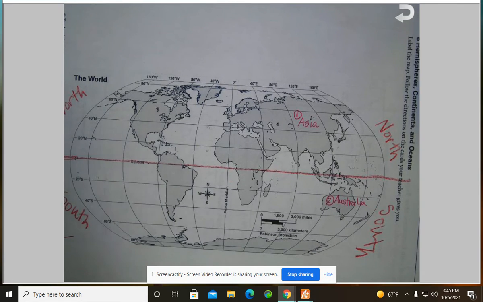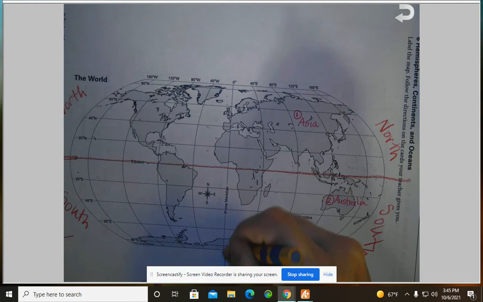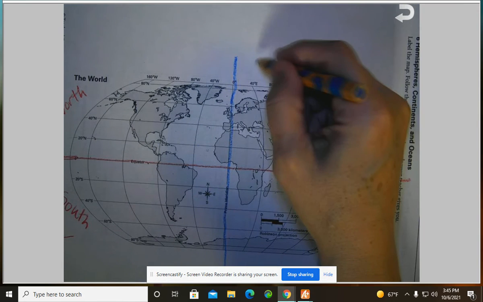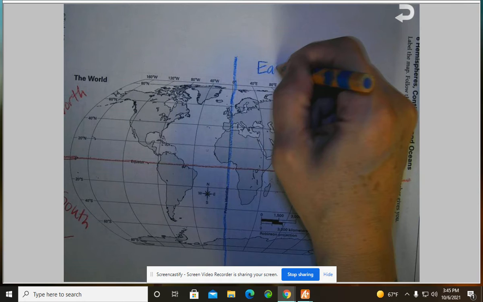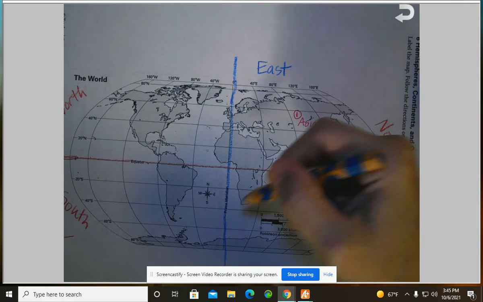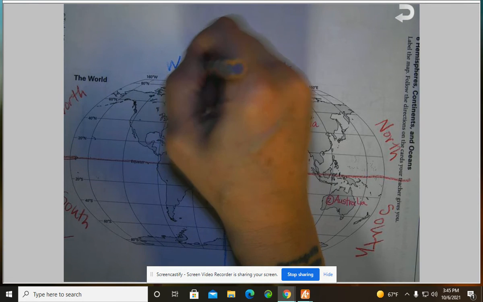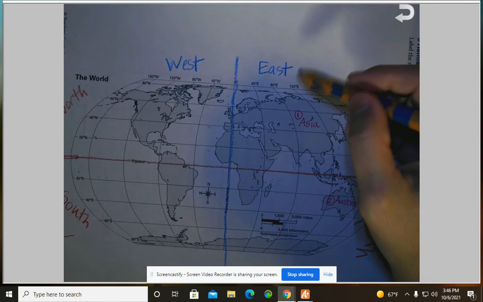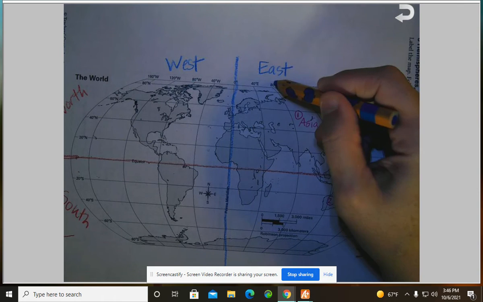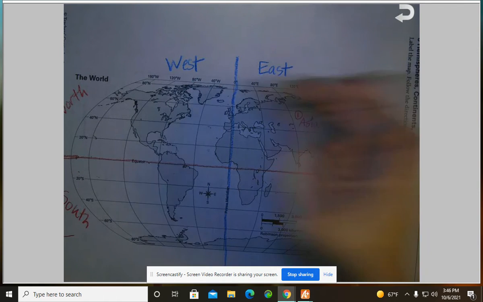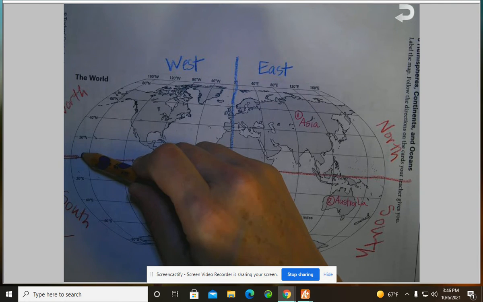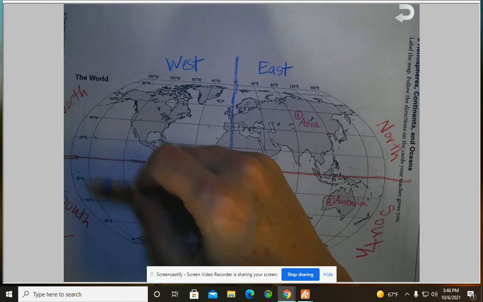And then we also mark the prime meridian. Everything to the right of the prime meridian is the east. Everything to the left is the west. And you can also tell these based on the longitude numbers of the east and the west. Then you have your latitude numbers, north and south.